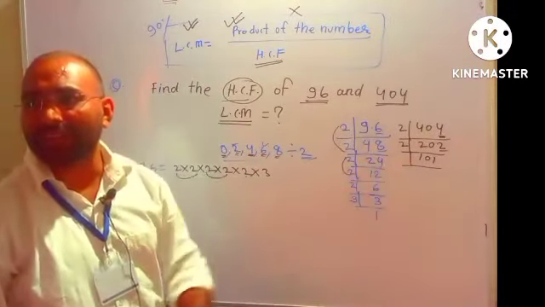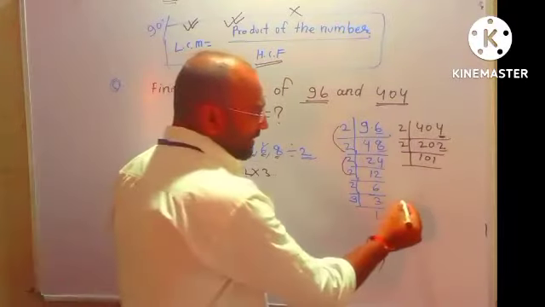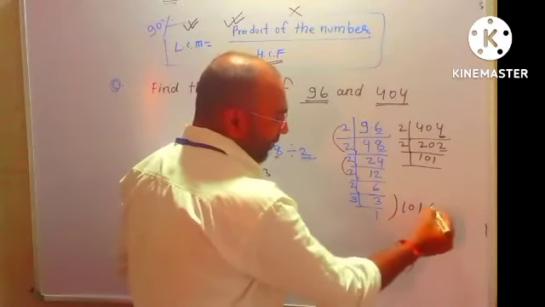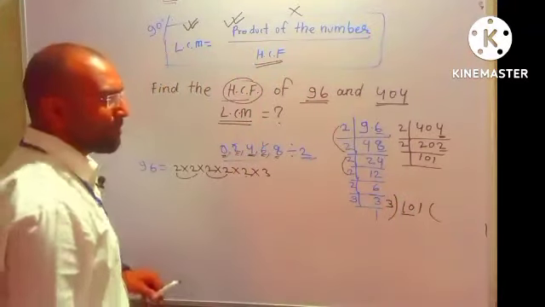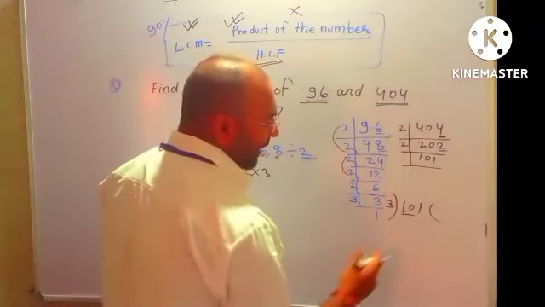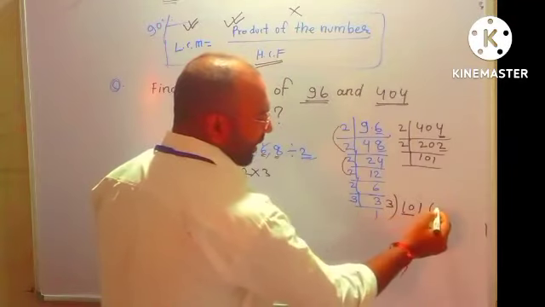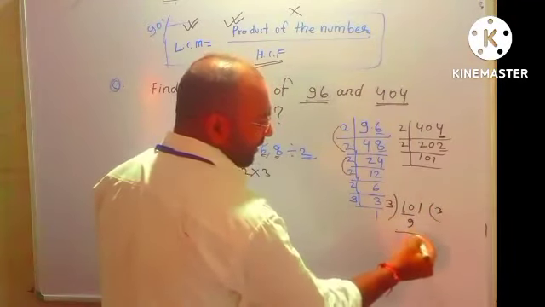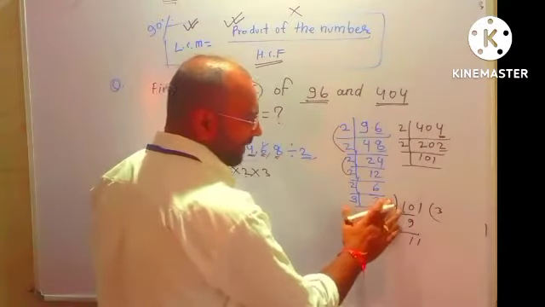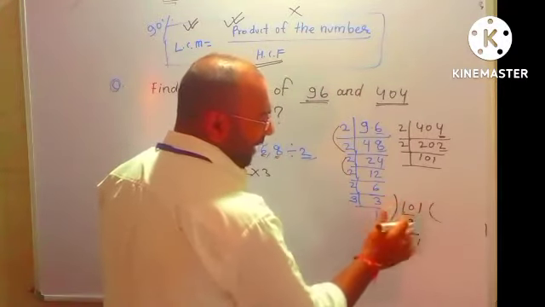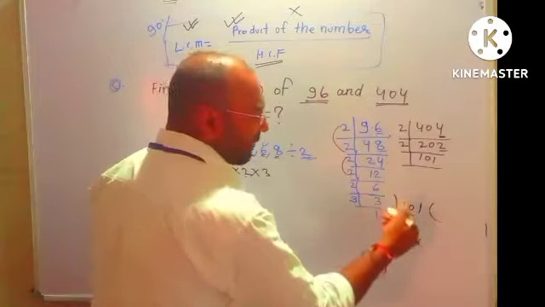Can it be divided by 3? Let's try this. 101 divided by 3. 10 divided by 3, 3 threes are 9. What did we get here? 1. Now 11 can't be divided by 3. So it can't be divided by 3. Let's try another number.